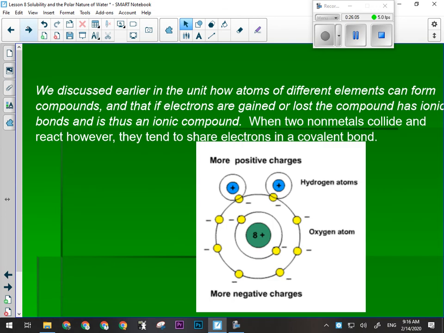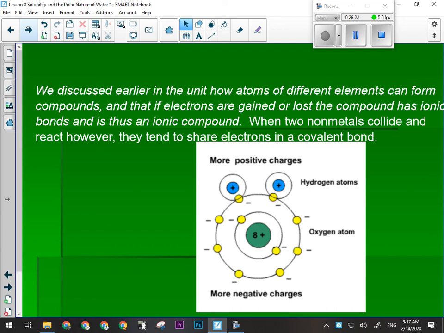Now we've got to talk about water. Water and its weird behaviors and structure. Water is a molecular compound. We know that because it doesn't conduct electricity.